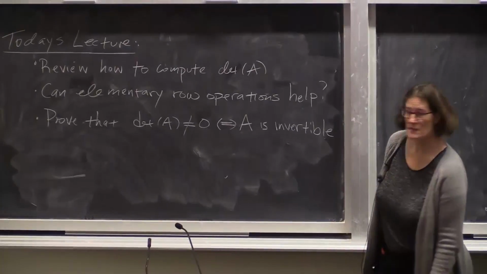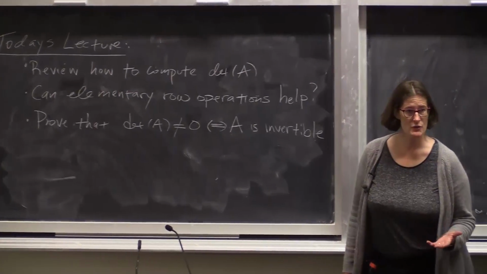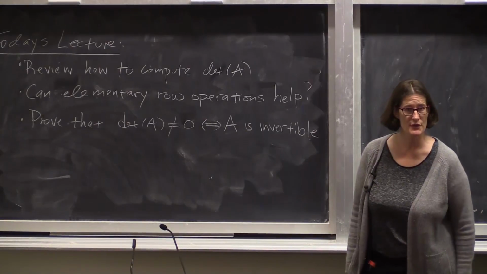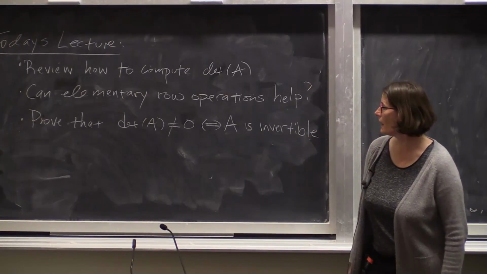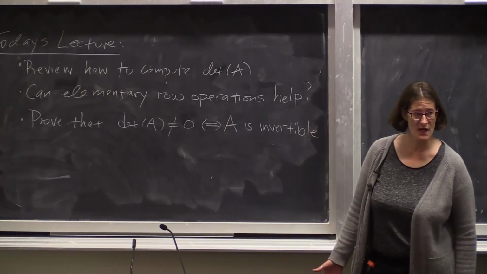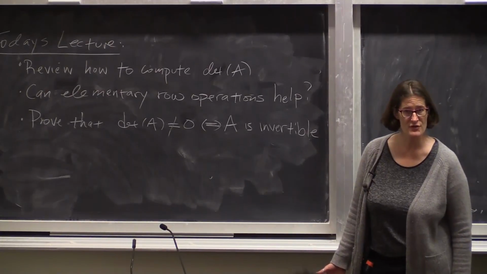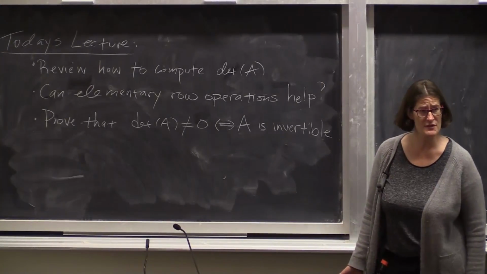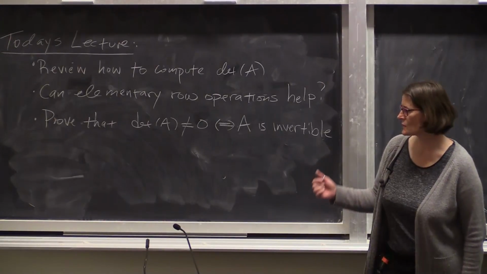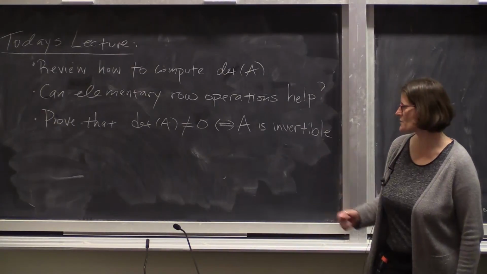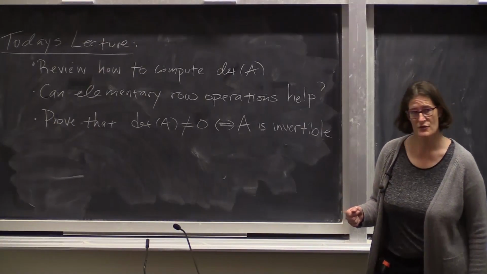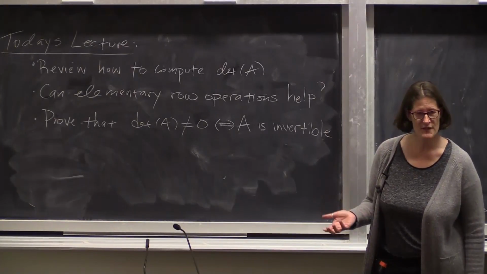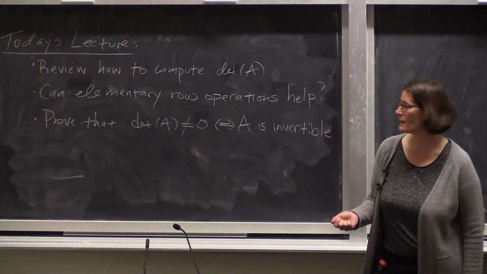I will start today's lecture by reminding you of the kind of tedious process by which one computes a determinant. We will then turn to the question of whether or not it might be possible to use elementary row operations to make it easier to compute the determinant. And we will finish by proving that the determinant is non-zero if and only if the matrix is invertible.